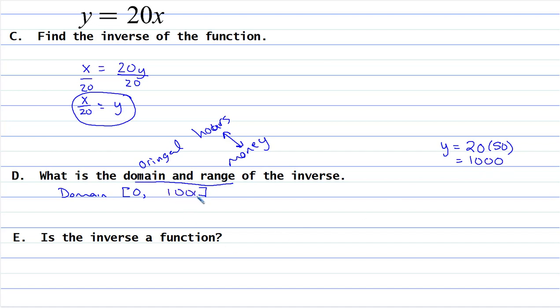So that was on the original. That becomes the domain for my new inverse function. And the range would be from 0 to 50, because this is now dealing with our hours. The input is our money, our output is our time. And this is a function, because if we graph this, it's just going to be a straight line that slightly increases as we go.